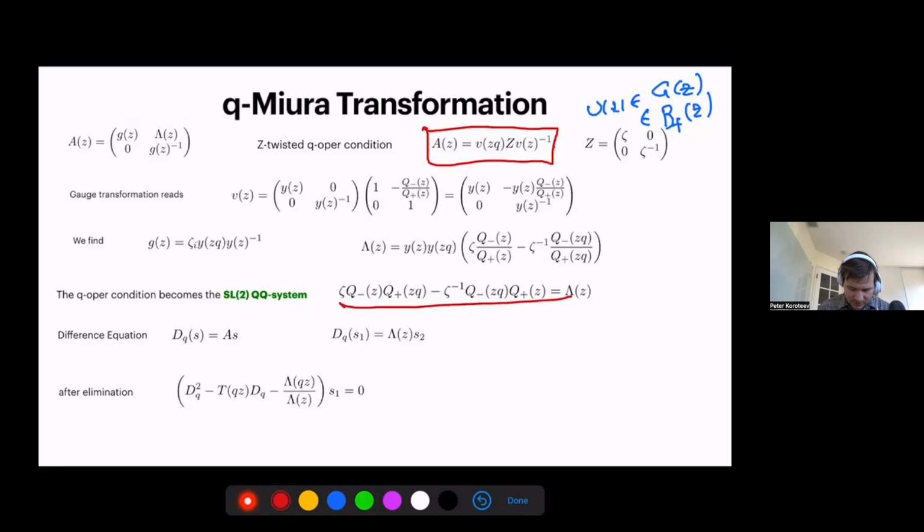And then if you think about difference equations, then here's the difference equation that is associated to this Oper. Because Oper is upper triangular here, in this two-component vector S, you can eliminate the first component in favor of the second one, and you can write down the second order difference equation like that.